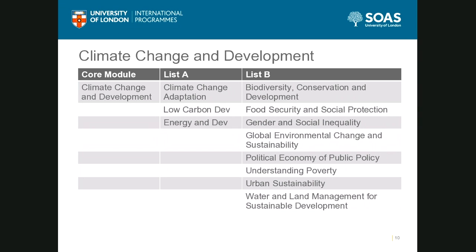That would still leave you with a minimum of half of your modules for your degree being on climate change and development. And if you wanted to, say, study climate change and development and all of the modules in this day, so that you were only looking at the ones most focused on climate change, then you could do that if you wanted to. Sarah, does that answer your question?